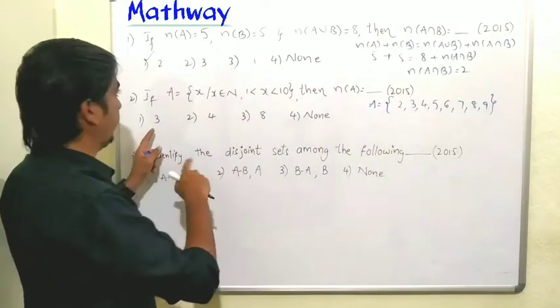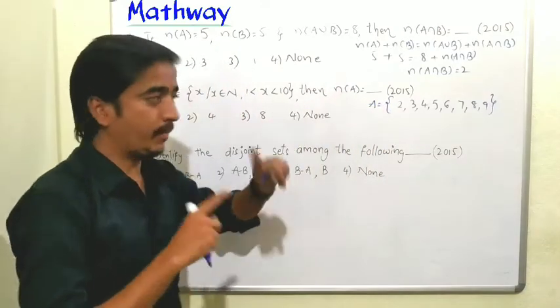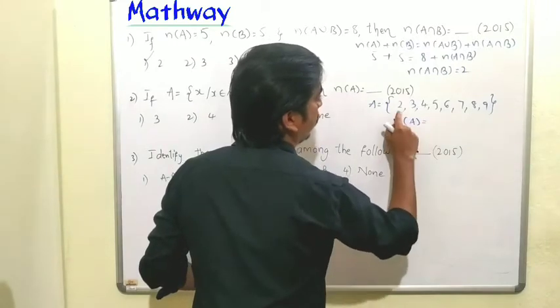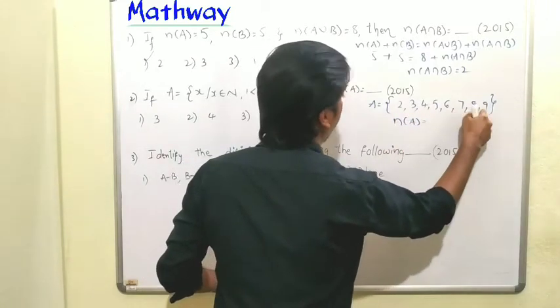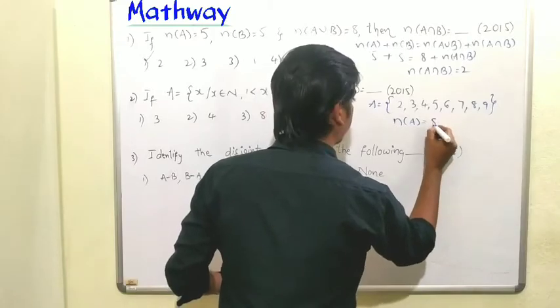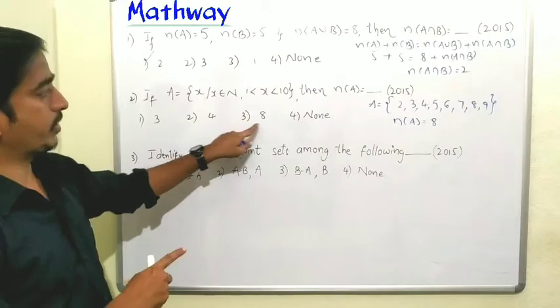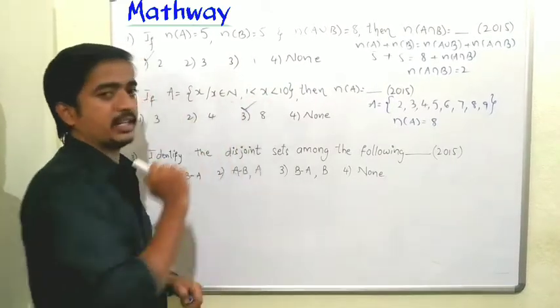What is being asked is n of A, the number of elements of set A, the cardinal number of A. How many elements are there? 1, 2, 3, 4, 5, 6, 7, 8. The given options are: option 1 is 3, option 2 is 4, option 3 is 8. So this 8 is the correct answer.